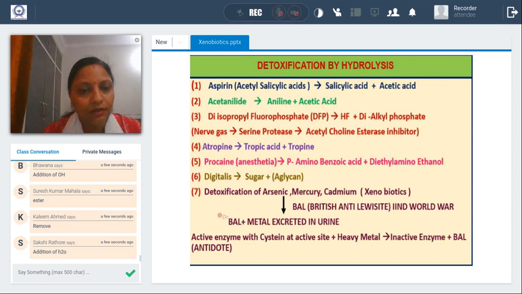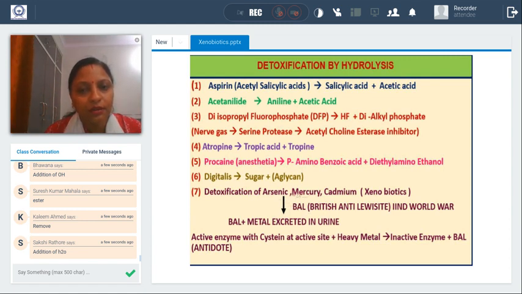And this is the detoxification of arsenic, mercury, cadmium. These are foreign compounds to the body, called xenobiotics. The compound BAL. What is BAL? British anti-lewisite, which was used in the Second World War, is an important compound for the detoxification of these metals, arsenic, mercury, and cadmium. BAL plus metal is excreted in urine.